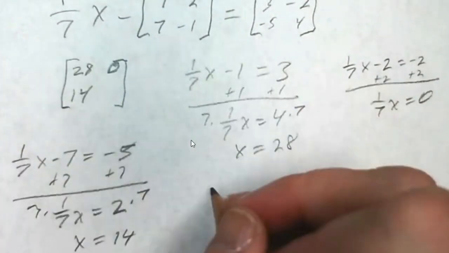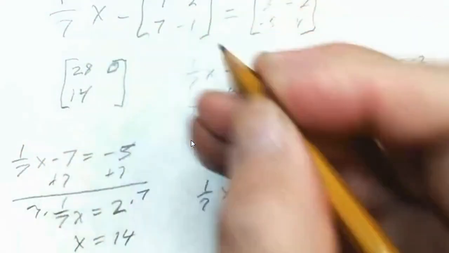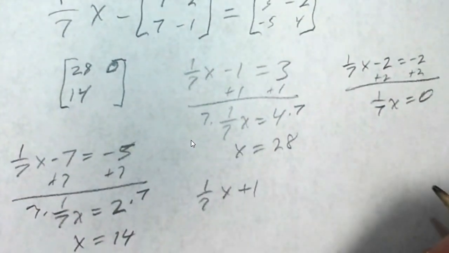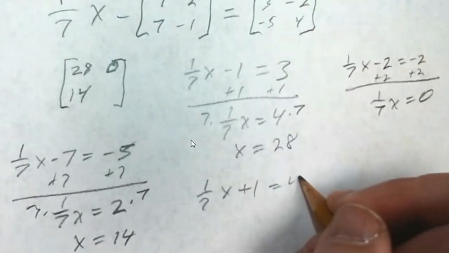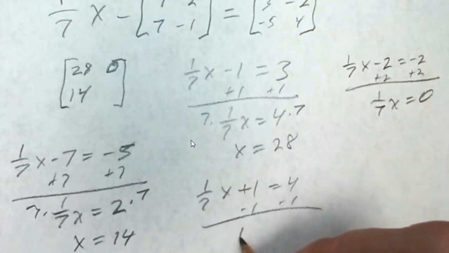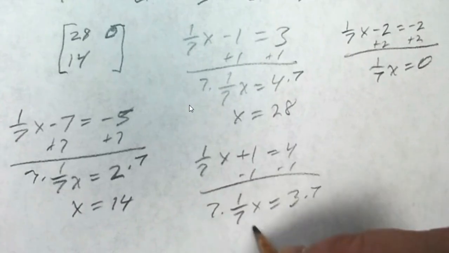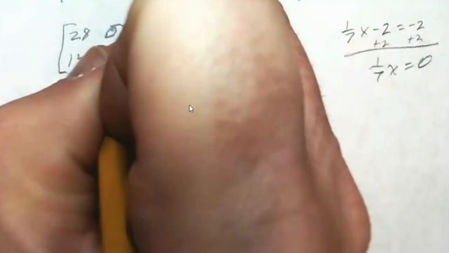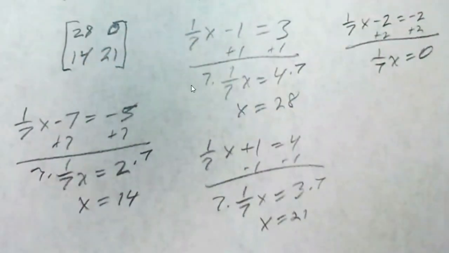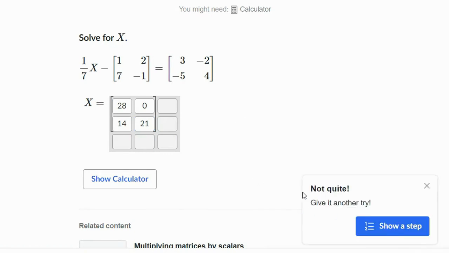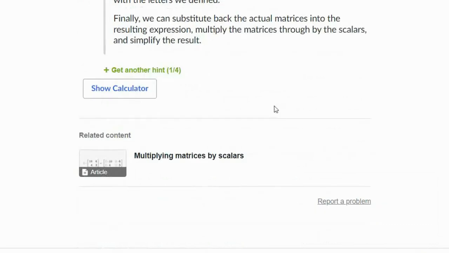And then 1/7 X minus -1, and minus -1 would mean +1, we're subtracting a negative, equals 4. So 1/7 X equals 3. X equals 21. So 28, 0, 14, 21. That would be the answer if it let us actually do it right. It's not going to show us. Let's take a look.